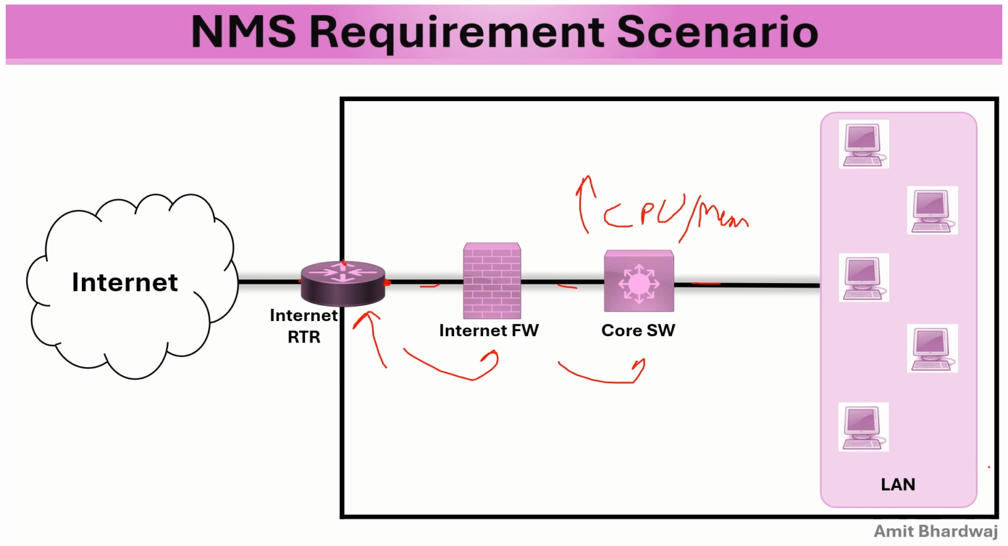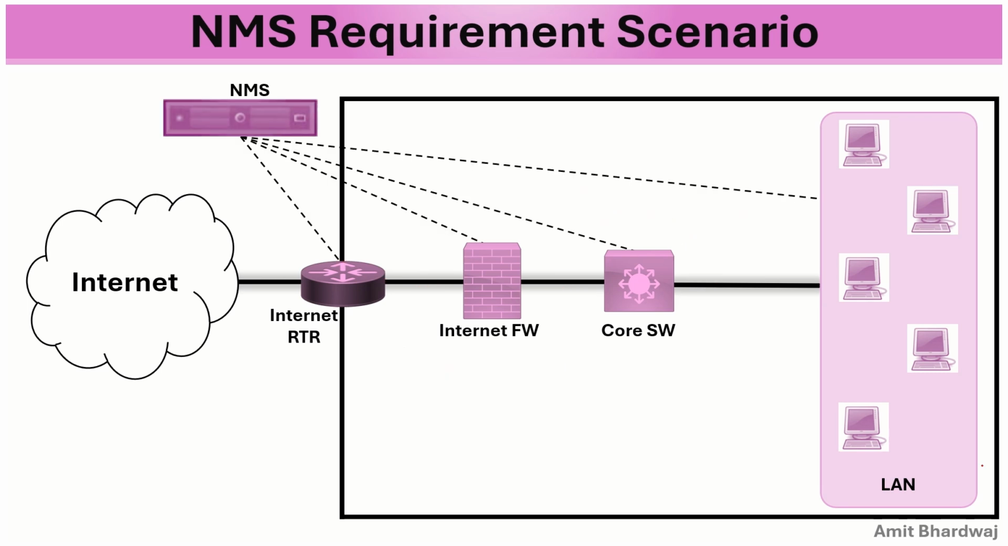Now, let's look at another scenario wherein we have an NMS setup. So the NMS monitors all the key metrics of the internet router, internet firewall, core switches, and also the end devices. Now, the same problem occurs wherein the CPU of the core switch goes too high, or in that case, we can say the memory also. In that case, the NMS will capture this information and keep it as an alarm in its dashboard.